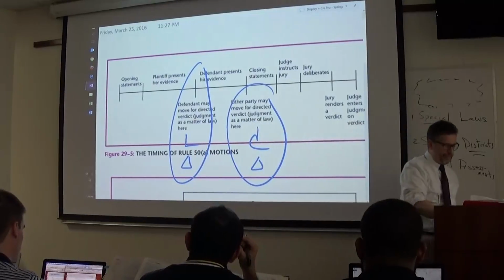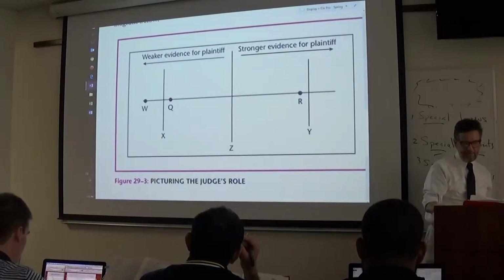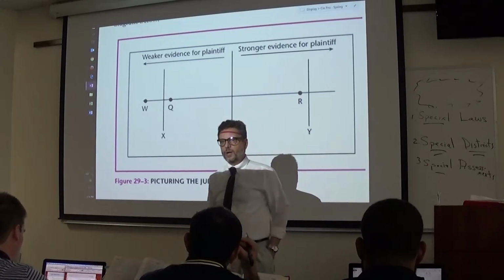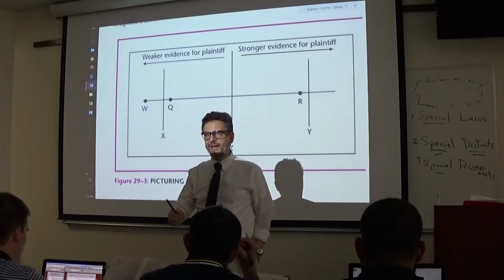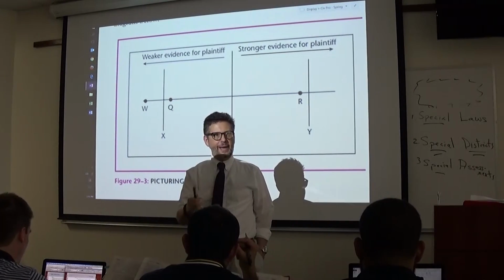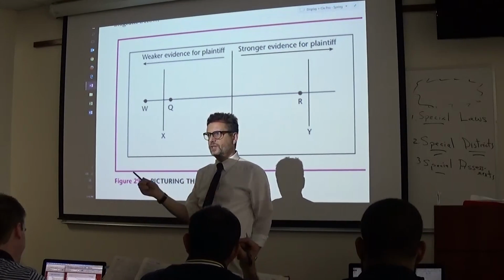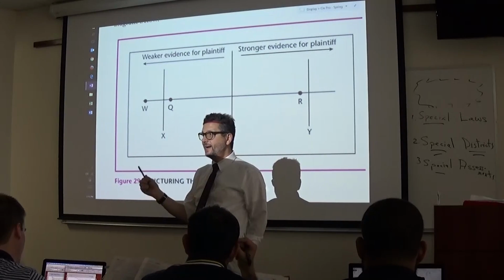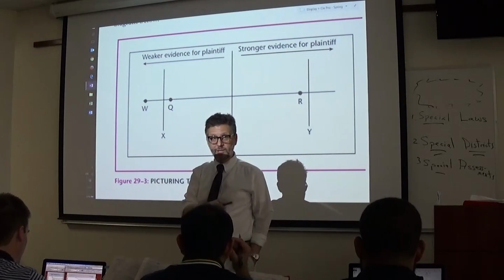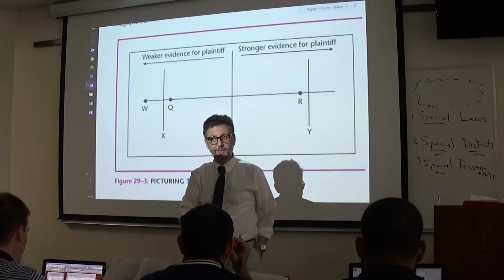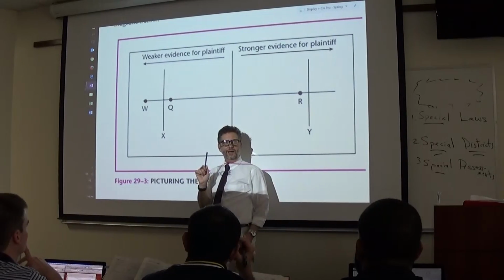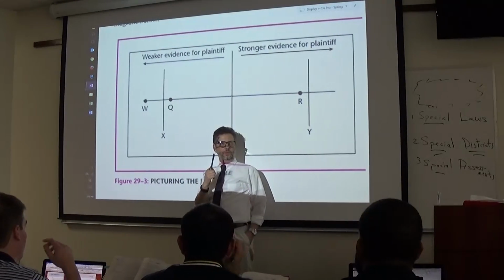Now, here's a thought experiment. Go back to your thinking of Chamberlain. Let's assume that the railroad moved for summary judgment after the plaintiff finished the case, right? So, plaintiff puts on Bainbridge, and then plaintiff sits down and says, I rest my case, Your Honor. And now the railroad moves for summary judgment before the railroad has put forth all of its own witnesses. Okay? Where are we? W or Q? We're at Q. Why are we at Q?